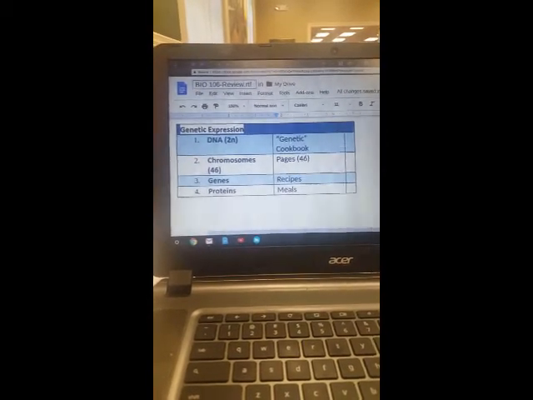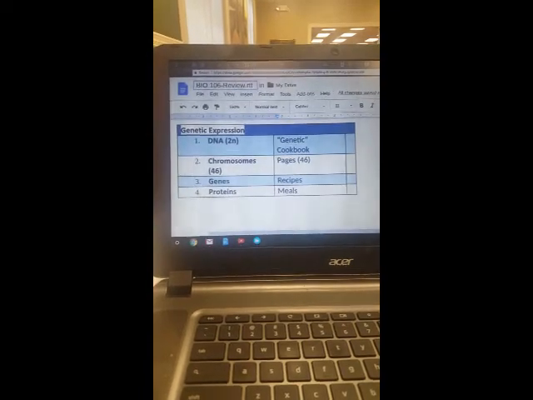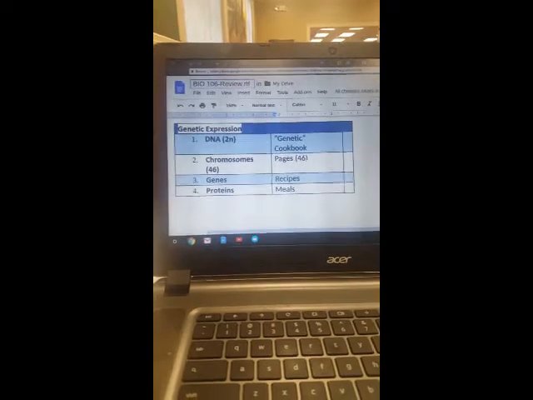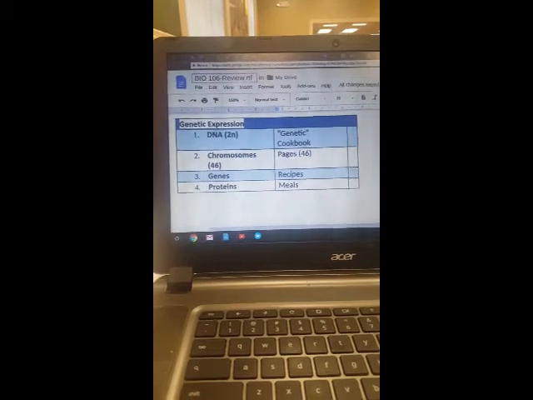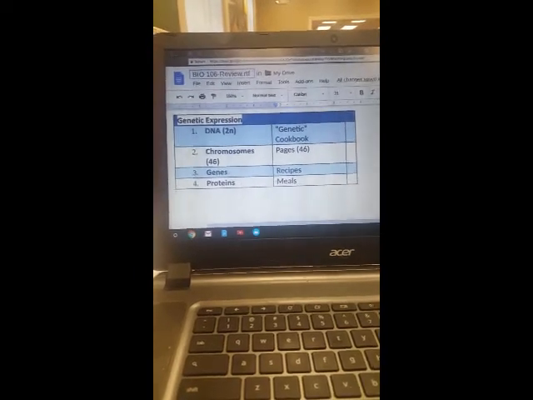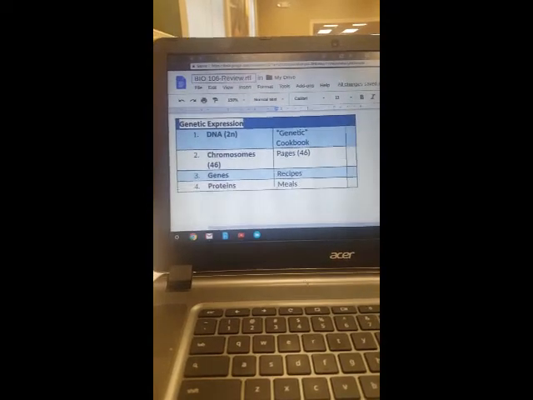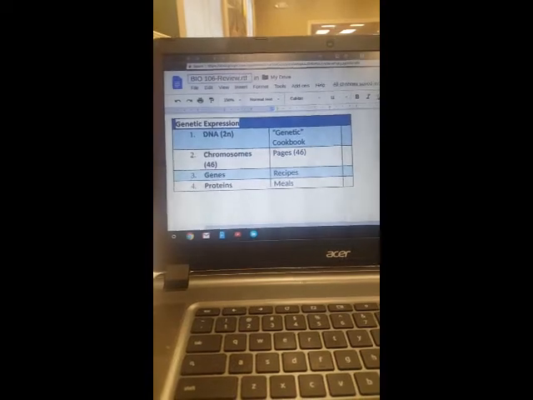Written on the chromosomes are genes, which would be equivalent to recipes, and we can use those genes to make proteins, which in terms of a cookbook, we can use recipes to make meals. And the key thing that I want to stress is that, again, we get 23 chromosomes from dad, 23 from mom, and each one has to line up.